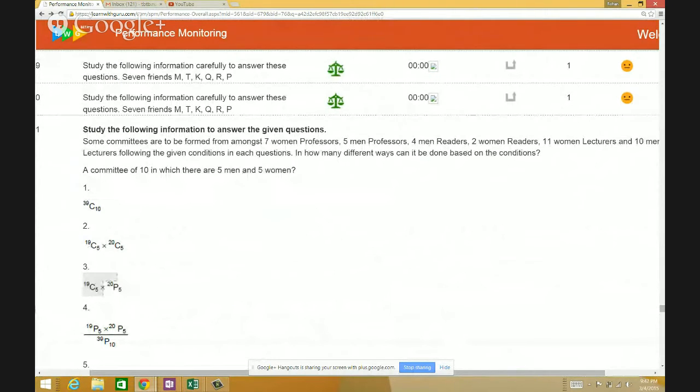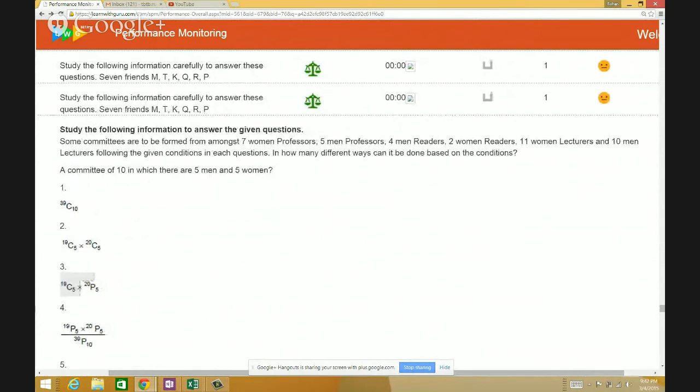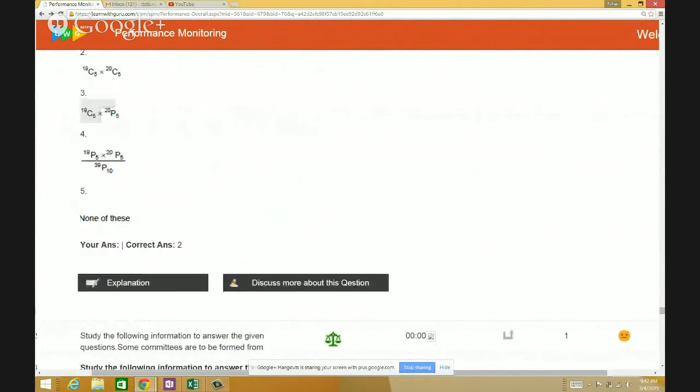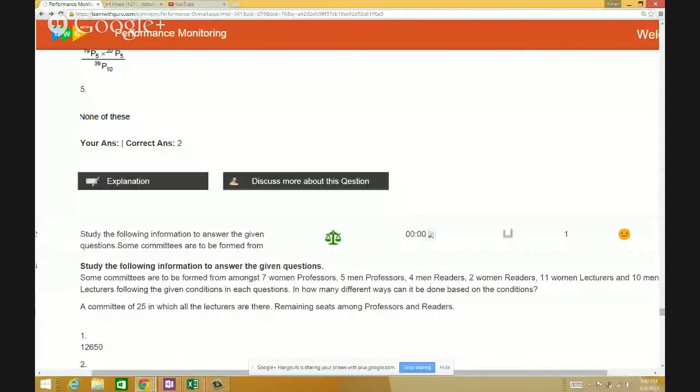Just count the number of men. So how many men do I have? I have 5 men here, plus 4, 9, plus 10, 19. Count the number of women: 11, 2, 13, and 7, 20. So it'll be 19C5 into 20C5. Option 2. You don't have to calculate such things.